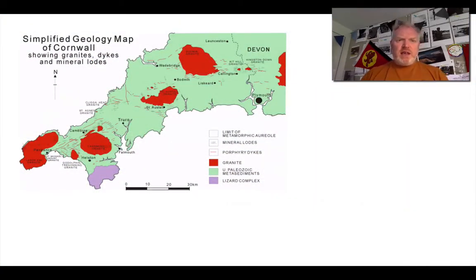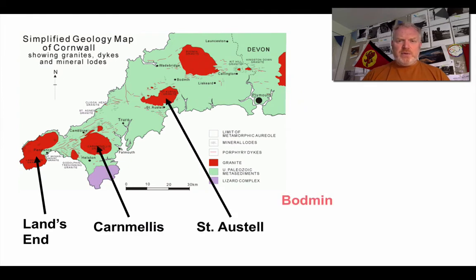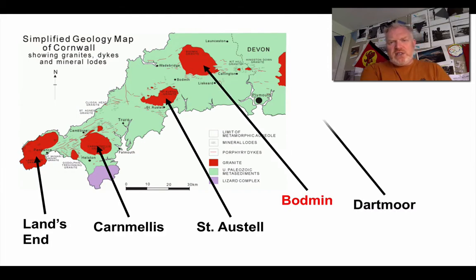This is the simplified map of Cornwall and part of Devon that we were looking at last time. Just so we know which intrusions we're talking about here, we have Land's End in the far west, followed by Carnmellis, St Austell. That's the Bodmin Granite, and we just see the edge of the Dartmoor Granite. It would be useful if you label up on the geology map you have of Devon and Cornwall on your worksheet which one's which. It'll help you understand what's going on.